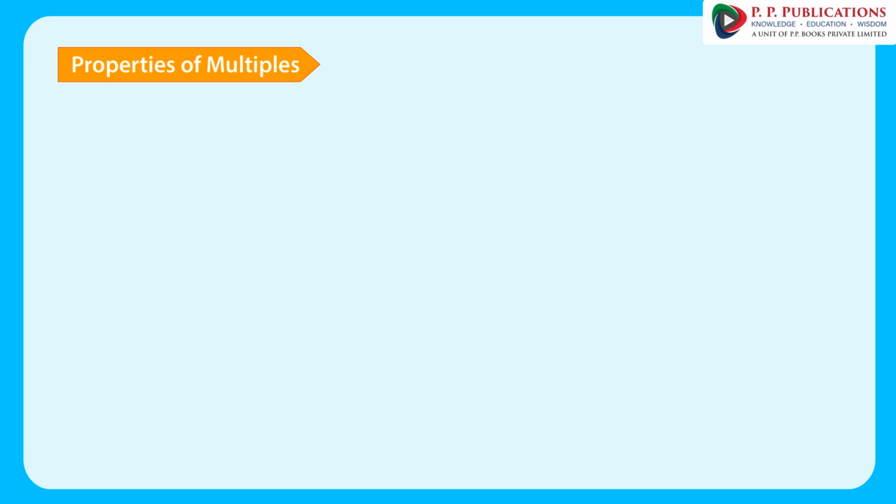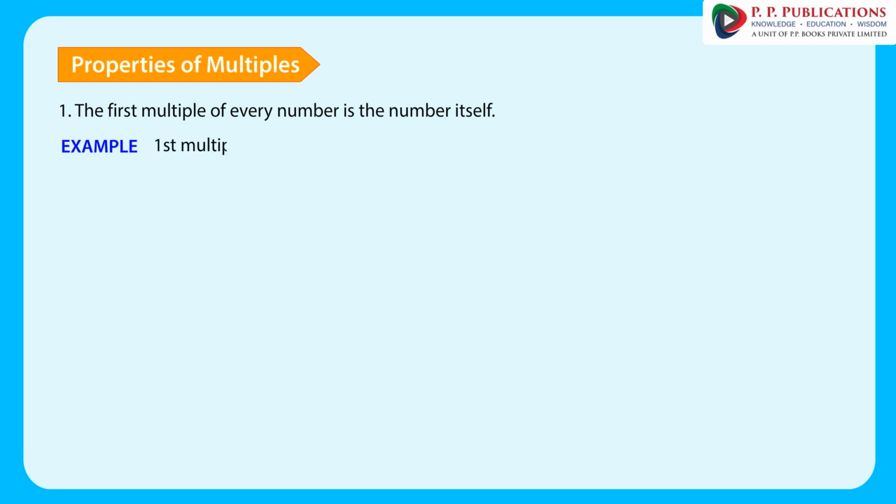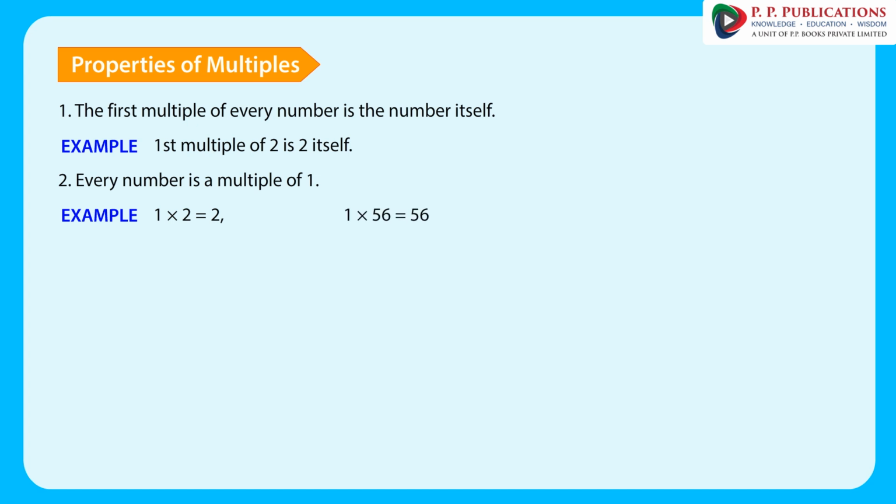Properties of multiples. The first multiple of every number is the number itself. Example: first multiple of 2 is 2 itself. Every number is a multiple of 1. Example: 1 multiplied by 2 equals 2. 1 multiplied by 56 equals 56.